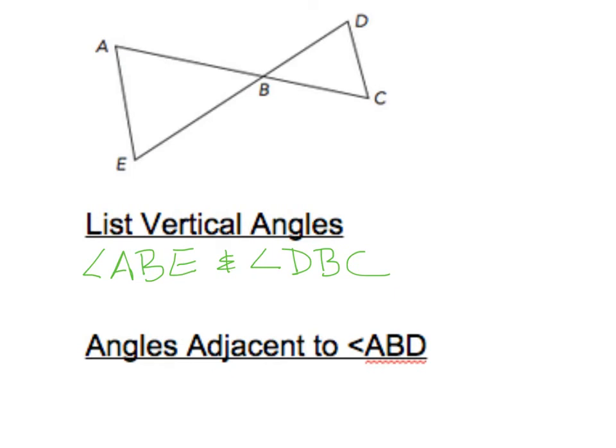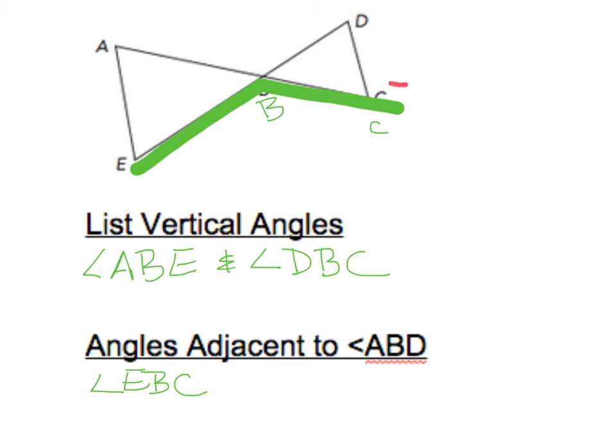All right, so let's talk about adjacent angles. Adjacent angles are right next to each other. There's multiple adjacent angles here. The ones I'm going to focus on is if I look at E, B, and then C, so angle EBC. This is a B right here. That's a C. So what angle is right next to it? Well, one of them is CBD.